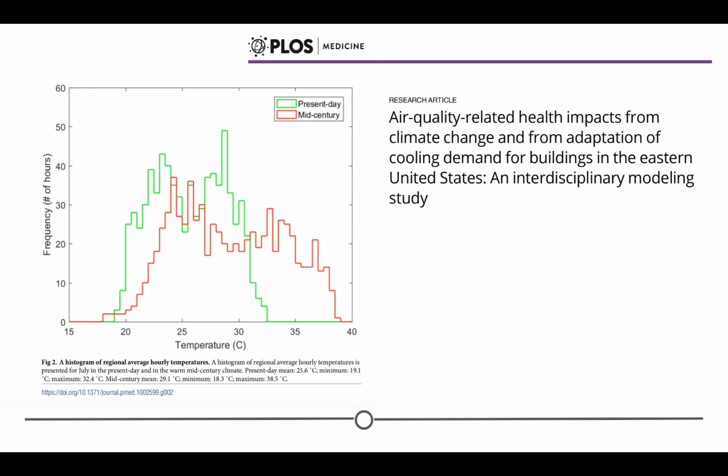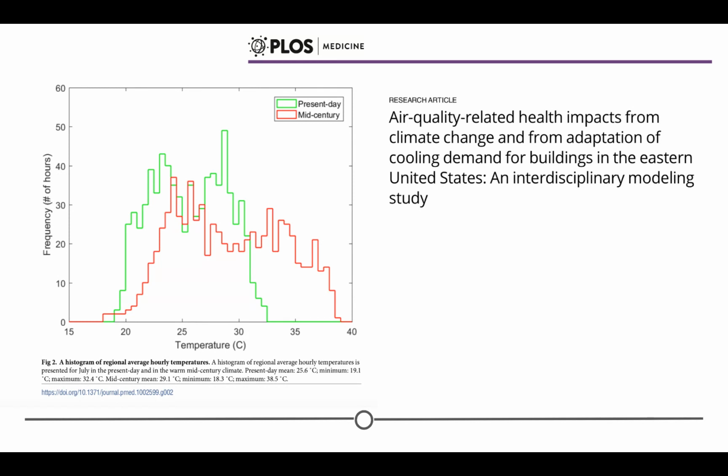Okay, so let's look at an example from the literature. So this is a study, air quality related health impacts from climate change and from adaptation of cooling demands for buildings in the eastern United States. So this study is examining climate change and cooling demand in buildings, and this histogram looks at average hourly temperatures over the month of July. So the red here represents simulated data from the mid-century, and the green represents data from present day. And this is an example of an overlaid histogram. So it's overlaid so that you can compare the distribution of these two groups.